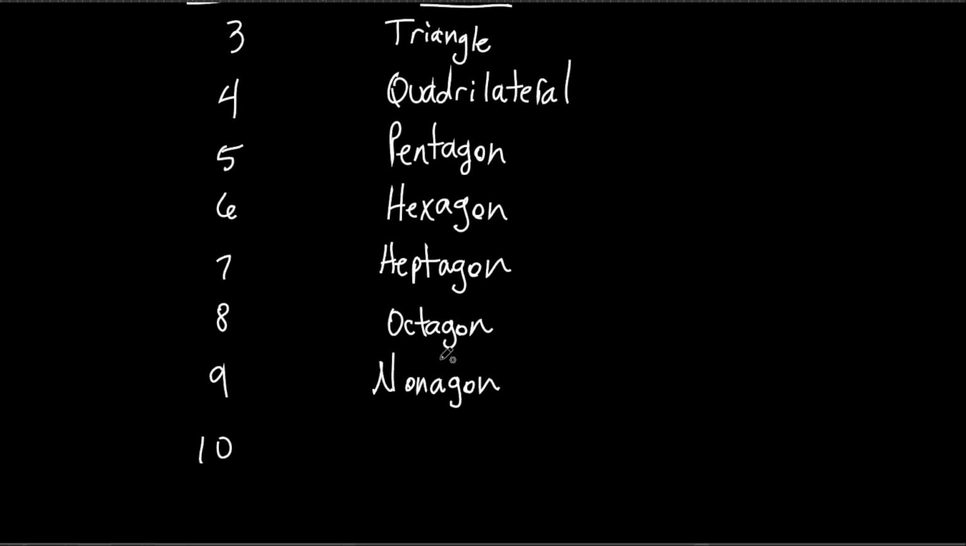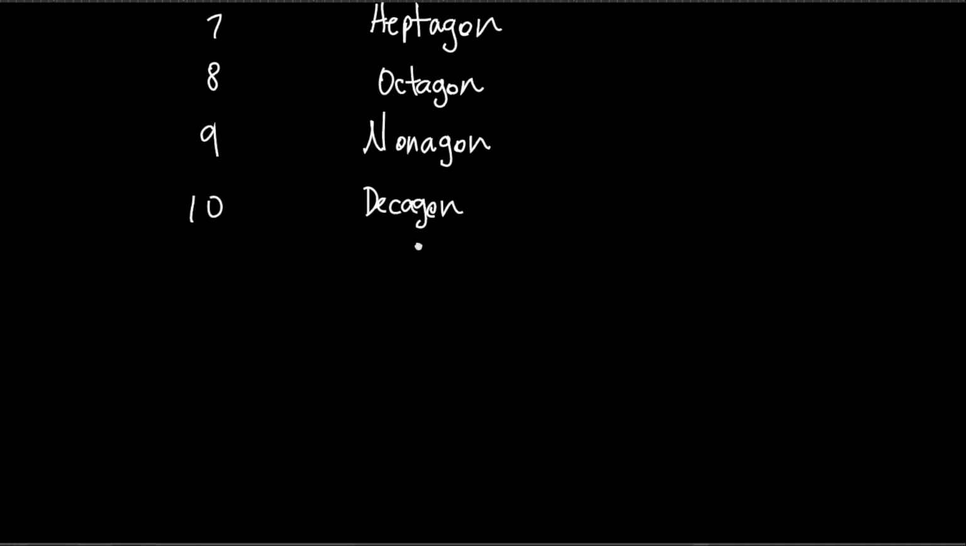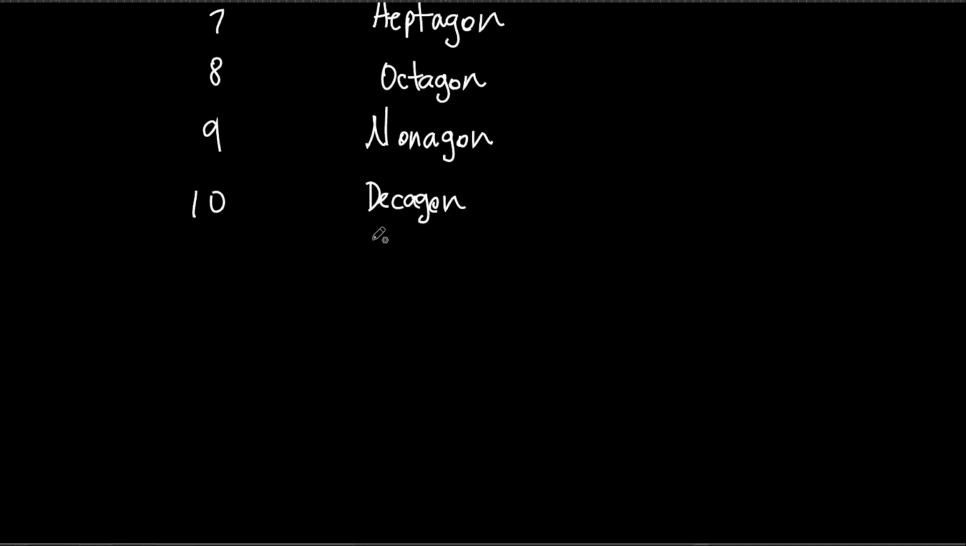Okay, so let's take a look at 10. 10 sides. And this is something like 10 years. Every 10 years we call a what? A decade. All right? So deca is a prefix for what? For 10. So guess what a 10-sided figure is called? It's called a decagon. Deca is a prefix for 10.